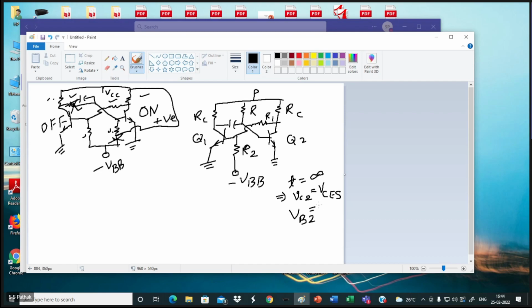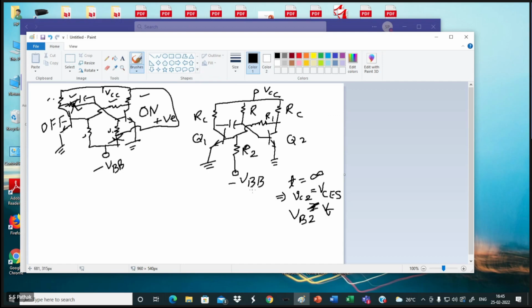It has to be greater than or equal to V sigma. So VB2 at t equal to infinity is greater than or equal to V sigma. So Q2 is in saturation, not much larger than V sigma, otherwise it's deep into saturation. That we want to avoid by putting the resistance, this R, connected to this VCC supply.